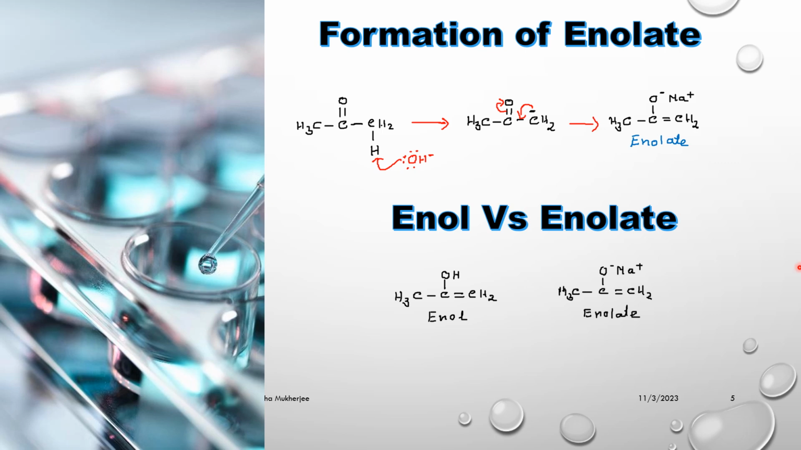Now what is the difference between the enol and enolate? Enol is a neutral molecule. Enolate is not neutral. It is a charged base. And enol formation happens spontaneously. You don't need to add any kind of base, but enolate formation takes place only when we add some base like sodium hydroxide or potassium hydroxide to a carbonyl compound which contains alpha hydrogens.